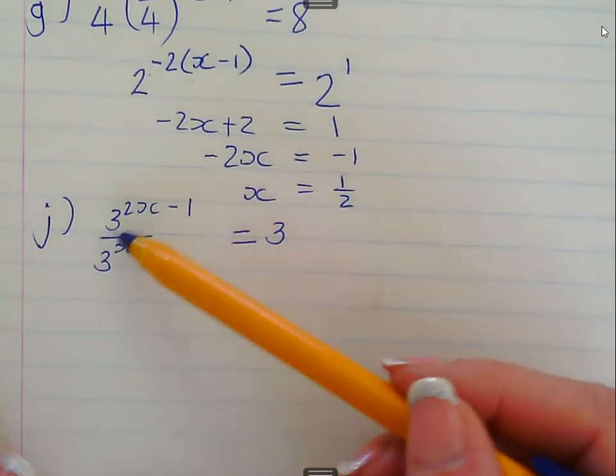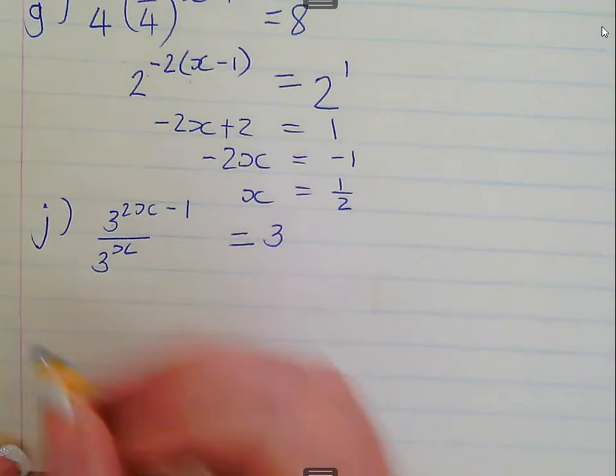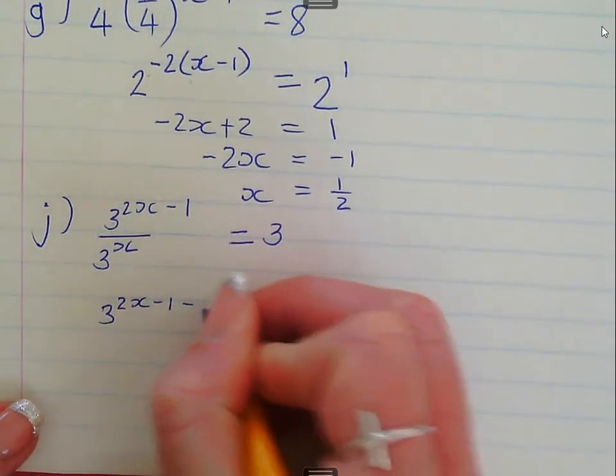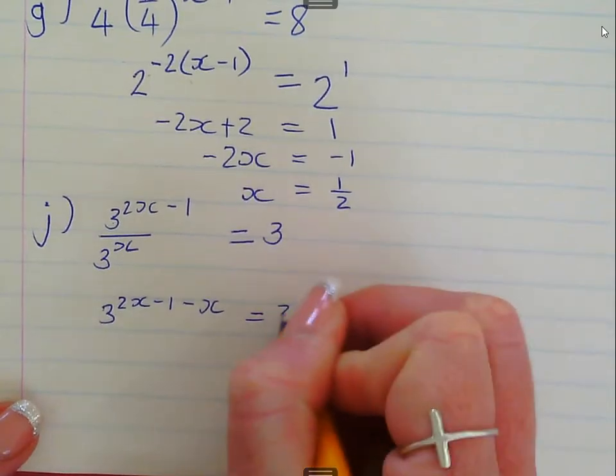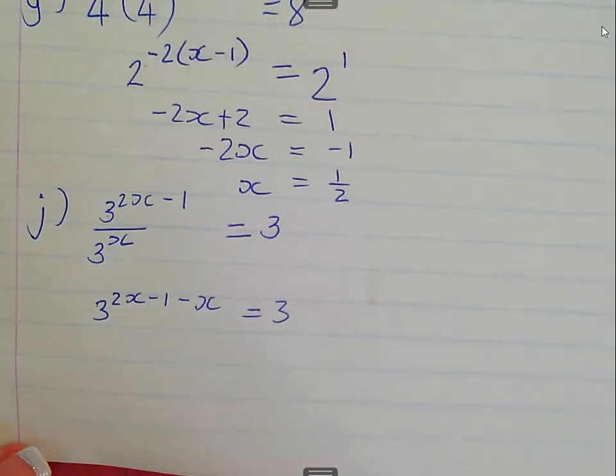Now, do you see the bases are the same? And I'm dividing. What do I do with exponents when the bases are the same and I divide? Subtract. So don't you agree I can just say 3 to the power of 2x minus 1 minus x equals 3. And now my bases are the same. I've got base and exponent, so I can throw it away.